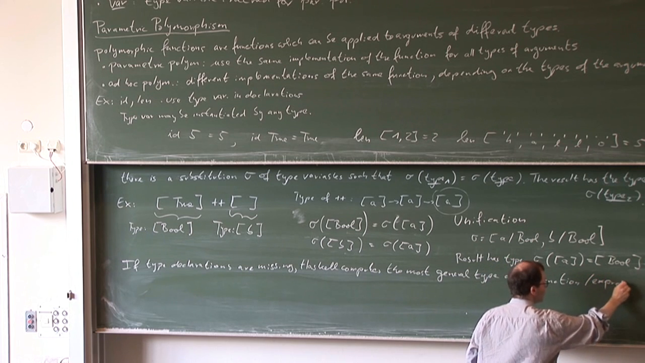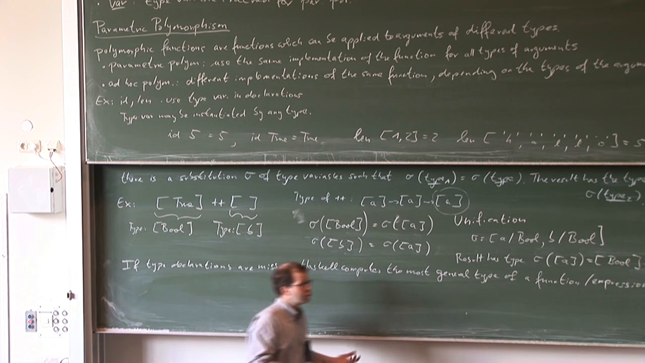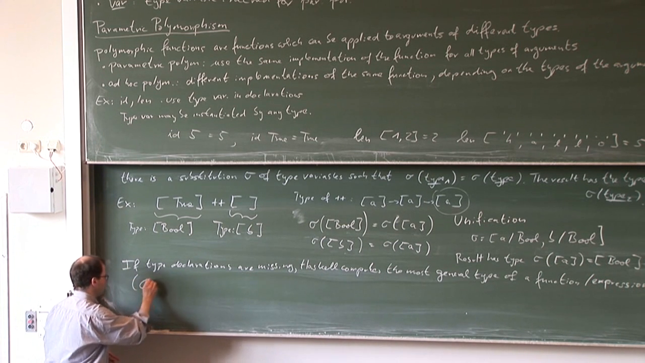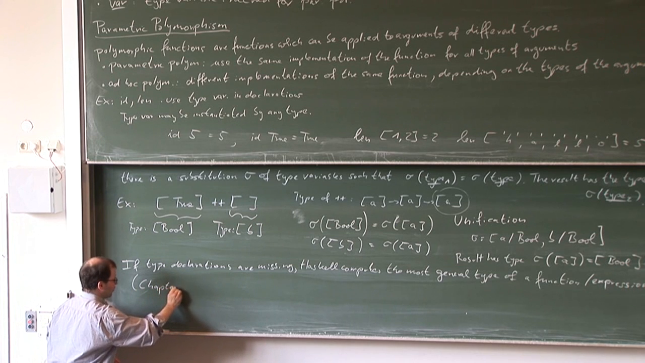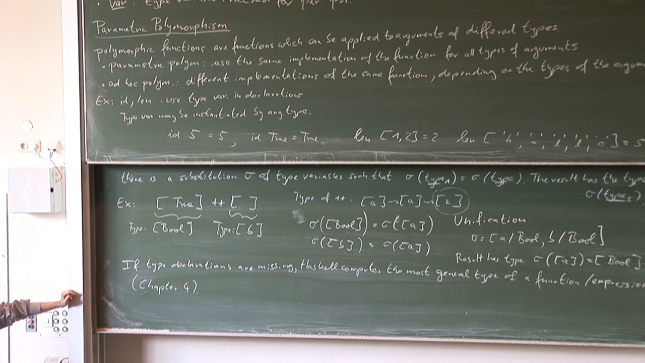And how to do this, how to check whether expressions are well typed or how to compute these types, this is something we will look at later in the lecture. This will be chapter 4 of the lecture. When we speak about how to implement a language like Haskell, one part of the implementation is a type checker. We need to find out whether expressions are well typed. We need to find out what type an expression has. And this can be done automatically. And how this is going to be done, we will see later on.